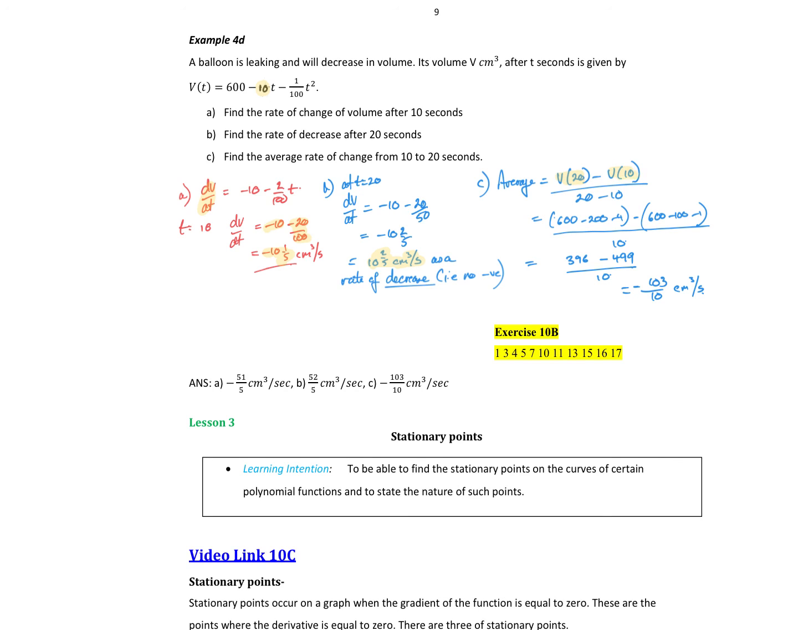Then we have our average rate of change from 10 to 20, average rate of change y2 minus y1 over x2 minus x1. So that's V of 20 minus V of 10 over 20 minus 10. So we substitute those values in, we'll get 600 minus 200 minus 4, subtract 600 minus 100 minus 1, all over 10. So 396 minus 499 will give me negative 103 on 10 centimeters cubed per second. So that's my average rate of change.